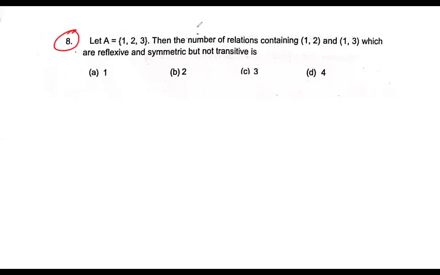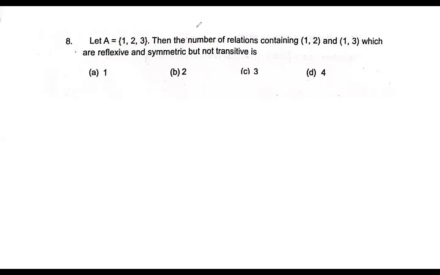In question number 8, one of the textbook questions, it says a set A has 3 elements, 1, 2, and 3. We have to find the number of relations containing (1, 2) and (1, 3) which are reflexive, symmetric, but not transitive.